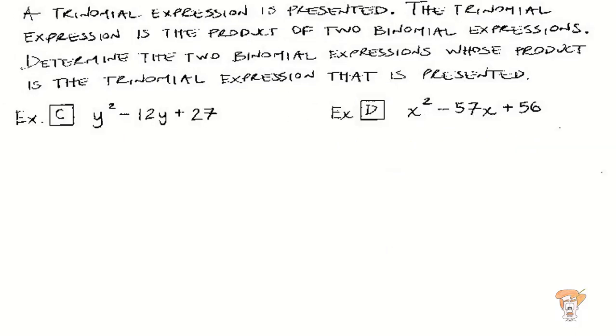Here are two more examples. In example C, notice the quadratic term has a coefficient of 1. That indicates to us that the first term in the first binomial is going to be a 1y, and the first term in the second binomial is going to be a 1y. Notice the constant term is a positive 27. Therefore, the factors that we're going to use to complete the two binomials are going to be either both positive or both negative. Notice the coefficient of the linear term is a negative 12. That indicates that the factors of 27 that we're going to use to complete those two binomials are going to be both negative. Let's look at the factors of 27.